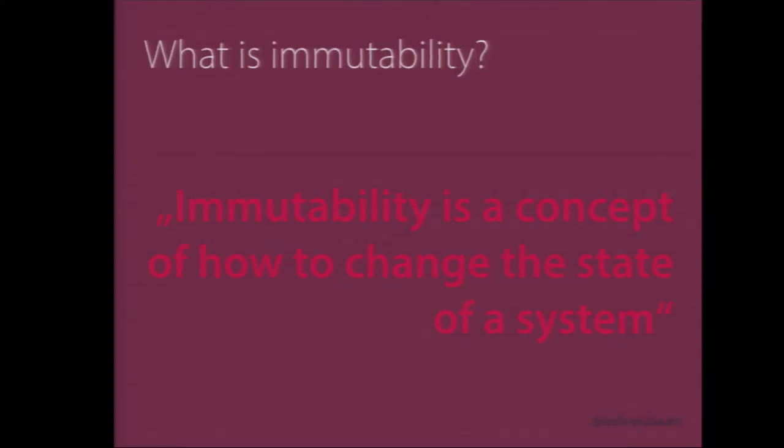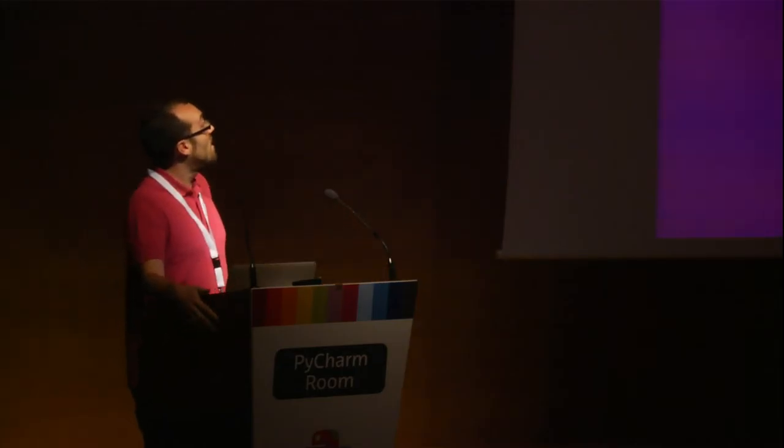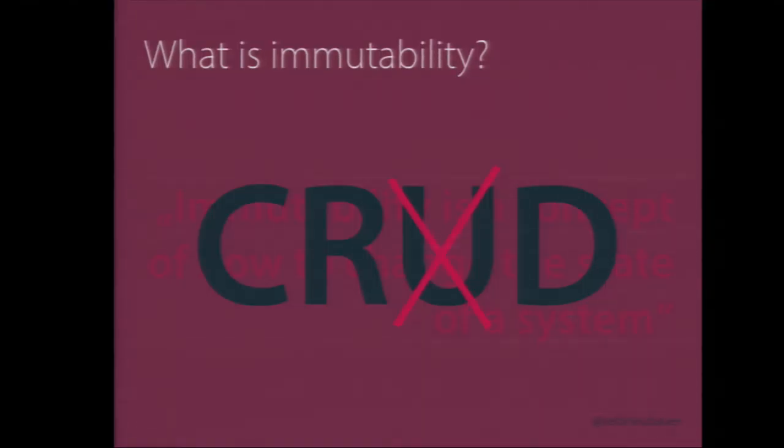So, and now boil it down completely. What is immutability? Immutability is a concept of how to change the state of a system. It sounds paradoxical, but it isn't. Immutability is not about not changing anything, it's about how to change it, and how to change it is really easy. We have our CRUD, we just delete the U and we are done. That's immutability. We do not do an update, we just delete and recreate our systems.